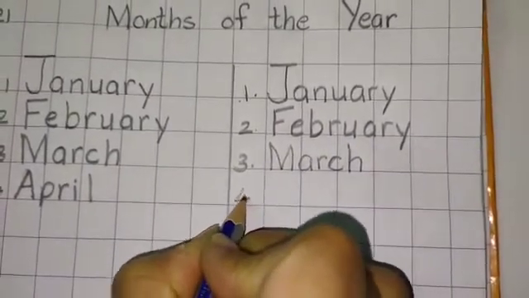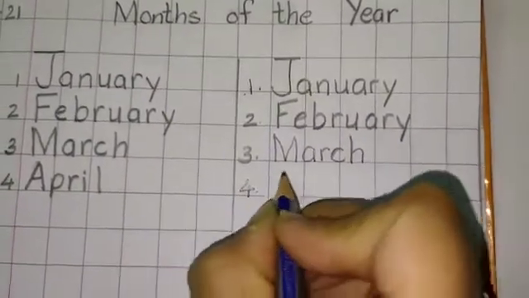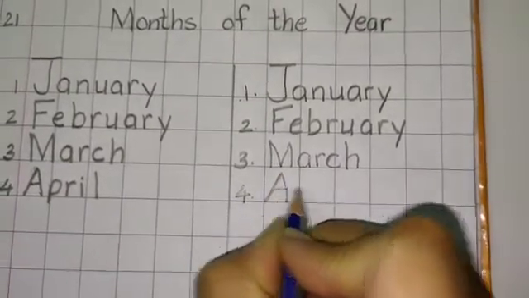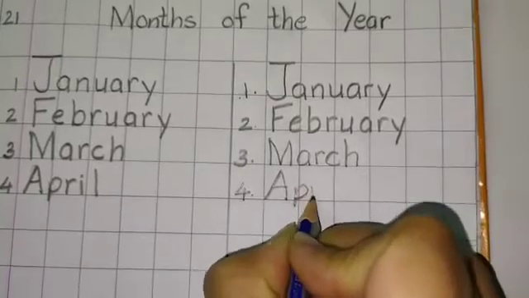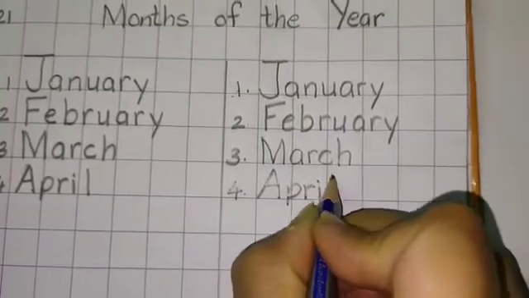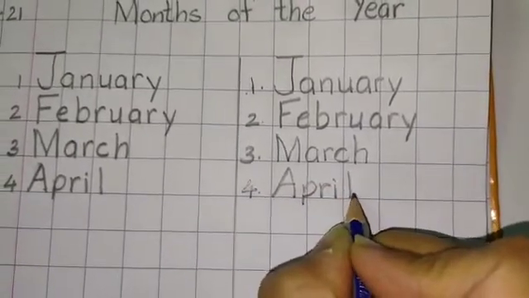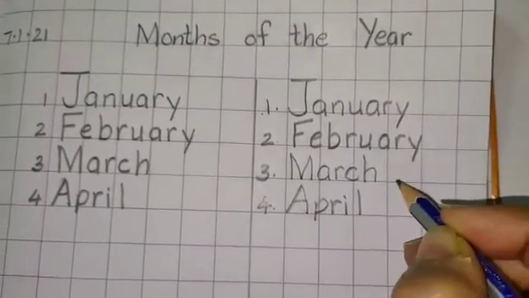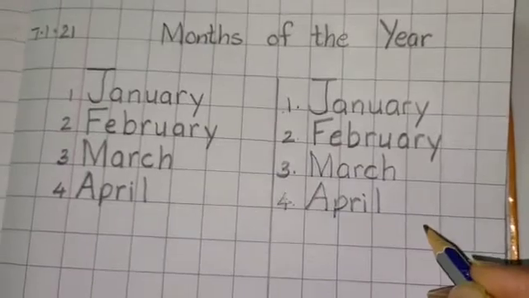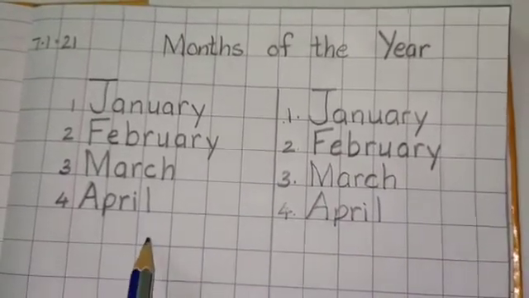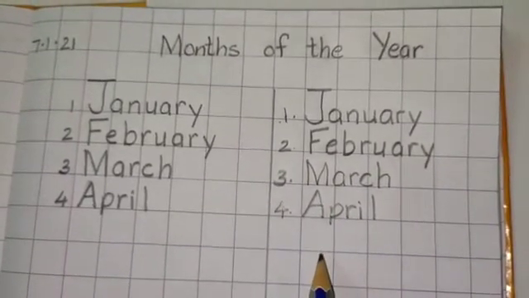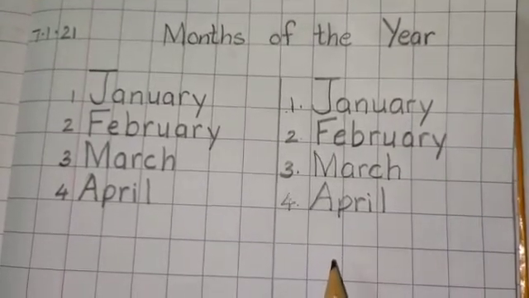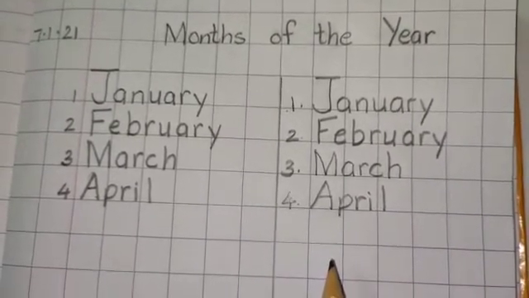And number 4, fourth month of the year. Capital A P R I L, April. January, February, March, April. Children, you will also write it 2 times the way I have written in the notebook and keep revising and practicing the spellings of the months of the year.